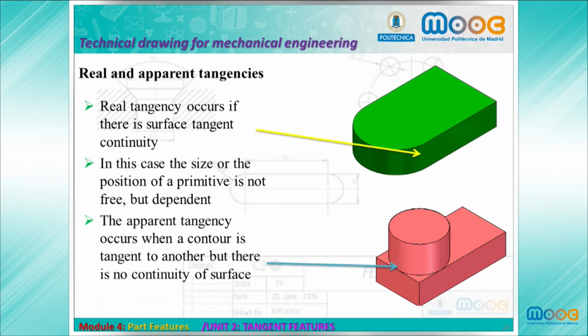Real and apparent tangencies. A real tangency occurs if there is a surface tangent continuity. That is, there is no step, a smooth transition between the tangent surfaces. In this case, the size or the position of a primitive is not free, but dependent on the previous primitives described. The apparent tangency occurs when a contour is tangent to another, but there is really no continuity of surface.